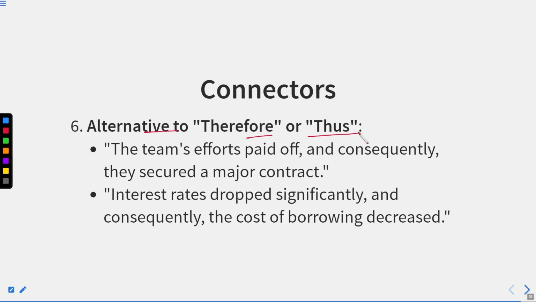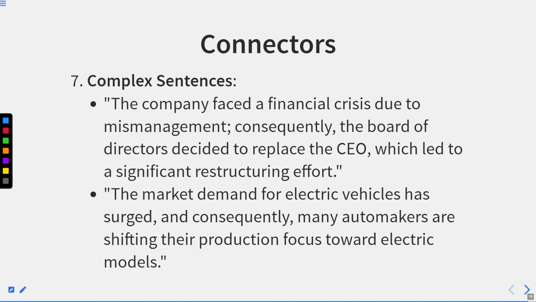Alternative to therefore or thus, it means it can be substituted or used in place of therefore or thus. The team's efforts paid off, and consequently they secured a major contract. Interest rates dropped significantly, and consequently the cost of borrowing decreased. Complex sentences, it means when we combine two or more sentences together. The company faced a financial crisis due to mismanagement. Consequently, the board of directors decided to replace the CEO, which led to a significant restructuring effort.